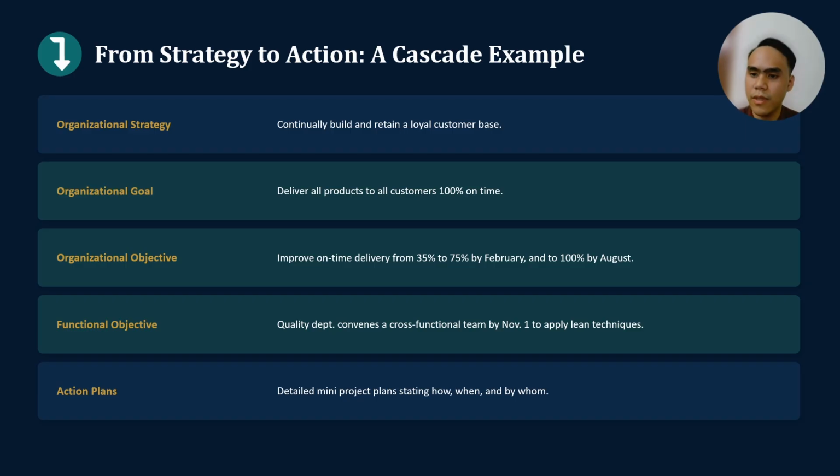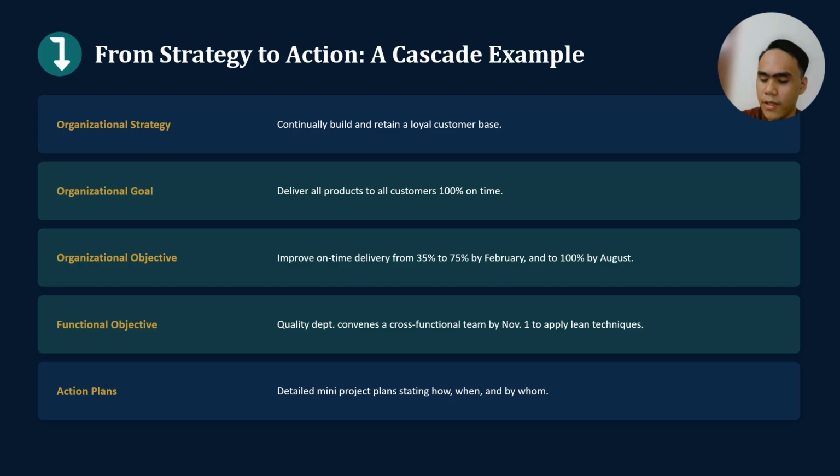So this slide walks you through the example from the chapter, showing how a single strategy cascades all the way down to a concrete action plan. It's worth reading through in order because each level gets progressively more specific. At the top, the organizational strategy is broad and aspirational: continually build and retain a loyal customer base. On its own nobody can act on that directly, so it gets translated into an organizational goal: deliver all products to all customers 100% on time. Still fairly broad, but now measurable in principle.